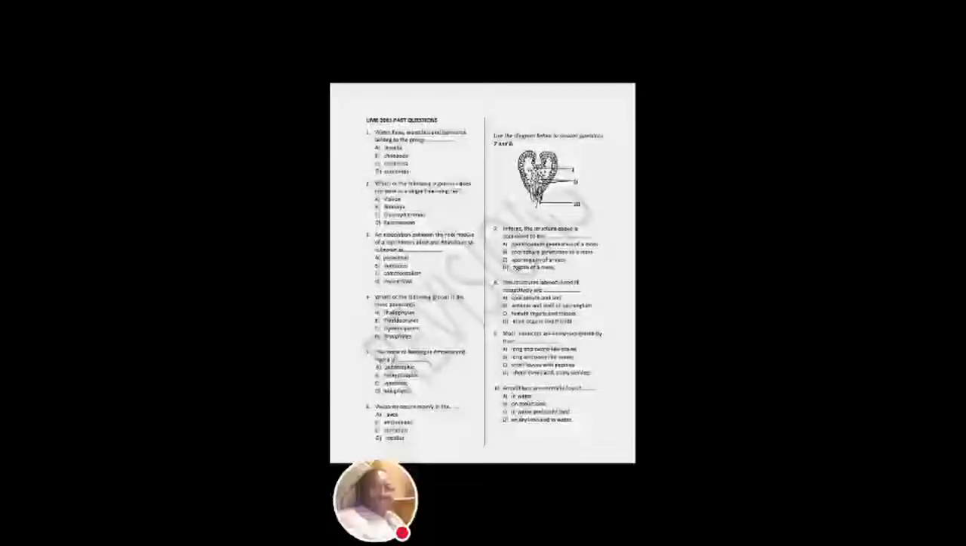Oviparity is when animals lay eggs, while viviparity is when animals give birth to their young ones alive. Correct. Then number 7, we have an interesting diagram which I'm going to zoom up here.